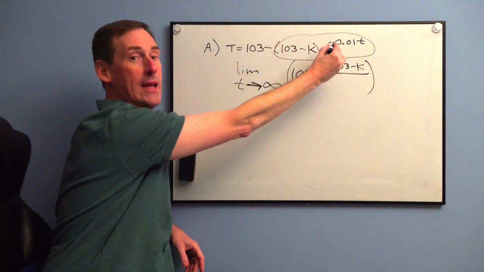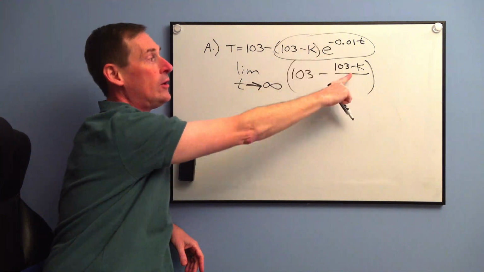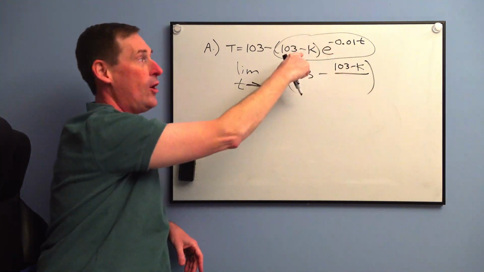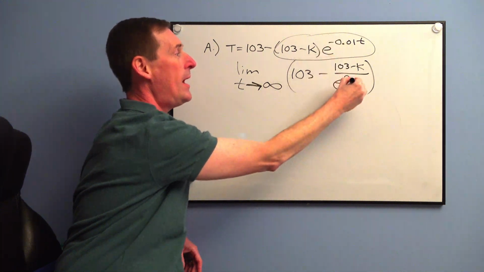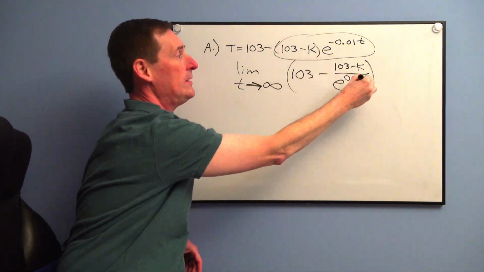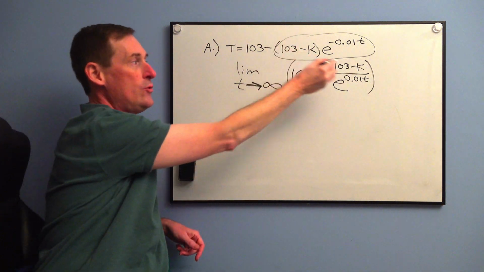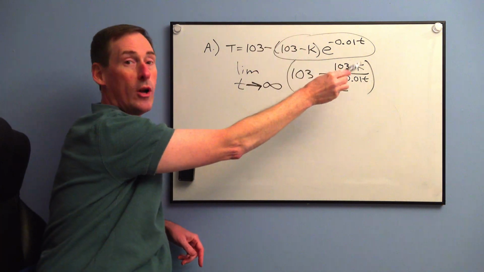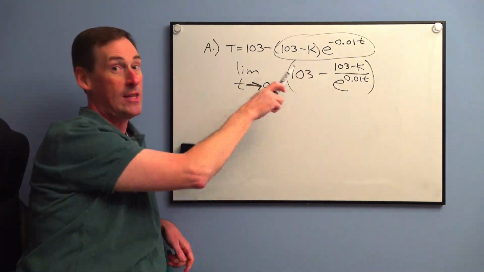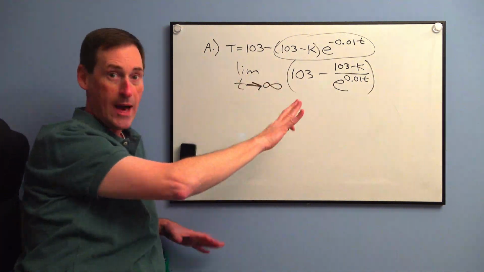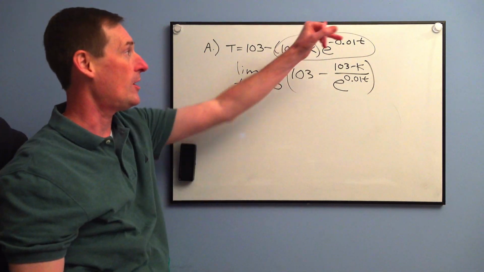So you're going to move it downstairs only under the 103 minus k, only under the parentheses. And we're going to make it e to the positive 0.01t. You can drop the parentheses now because the 103 minus k is by itself, so you don't need parentheses. See how it does not affect that first number? Just don't do that and you'll be okay. All right, so we scoot it under.